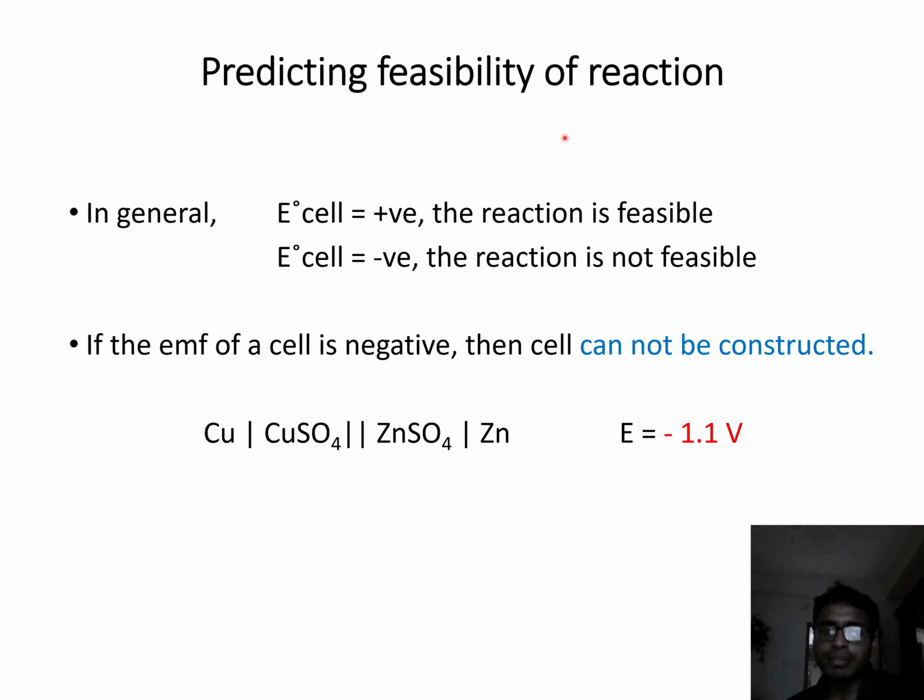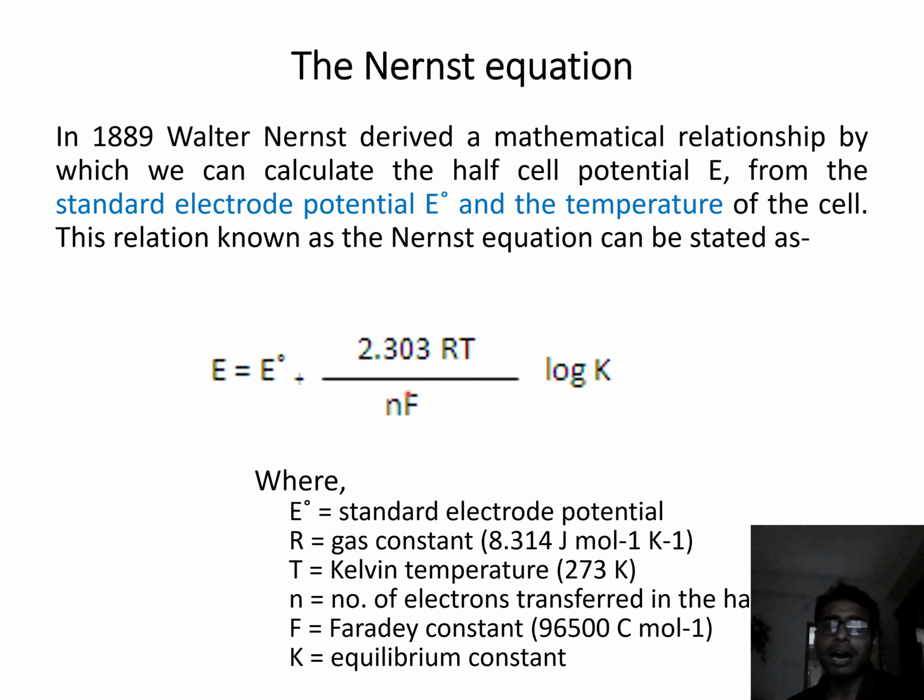So predicting the feasibility of the reaction. For example, if the EMF is positive, then the reaction is feasible, and if EMF cell is negative, the reaction is not feasible. So this is the overall phenomena. So we always desire positive. Okay, if the EMF of the cell is negative, then the cell cannot be constructed. Okay, here you can see its value has been negative, so it cannot be constructed. It's not a stable one.